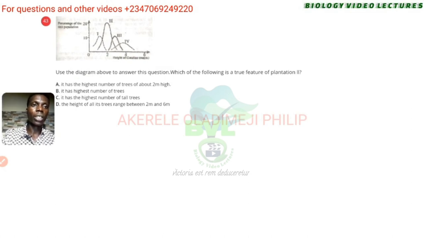Next one says, use the diagram above to answer this question. Which of the following is a true feature of plantation 2? This is plantation 2. Okay, it has the highest number of trees of about 2 meters high. Well, this is the height here. Okay, percentage of population. Well, okay, it has the highest number of tall trees. The height of all trees ranges between 2 and 6 meters. This is out of it. It has the highest number of trees of about 2 meters high. That's correct.